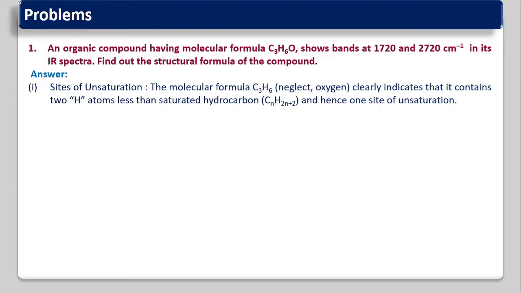So in this way, for molecular formula C3H6O, the O is neglected. So the molecular formula is C3H6. So carbon number is 3. So how many hydrogens are in a saturated compound? The formula is CnH2n plus 2. So according to that, 2 hydrogens are less than the saturated compound.